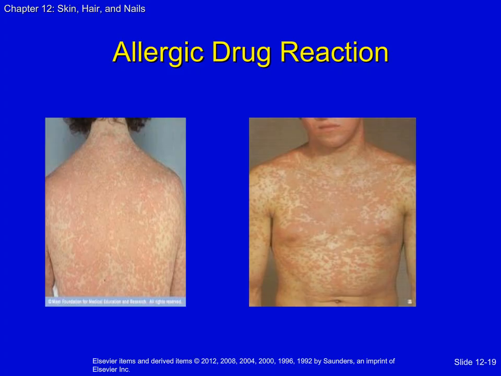This is a classic picture of an allergic reaction to a medication. I'm sure that you all have seen this before, and as you know, the hives and rash that occur in reaction to drugs vary widely.